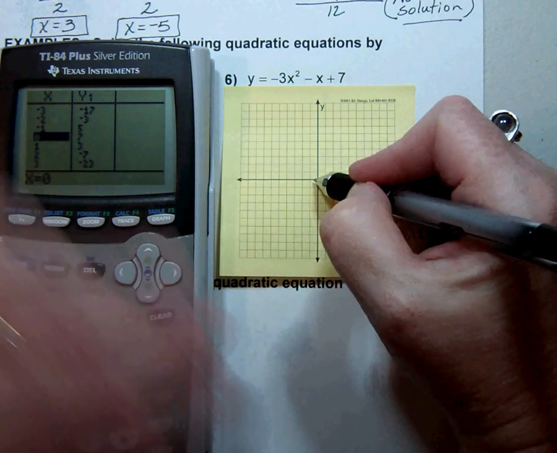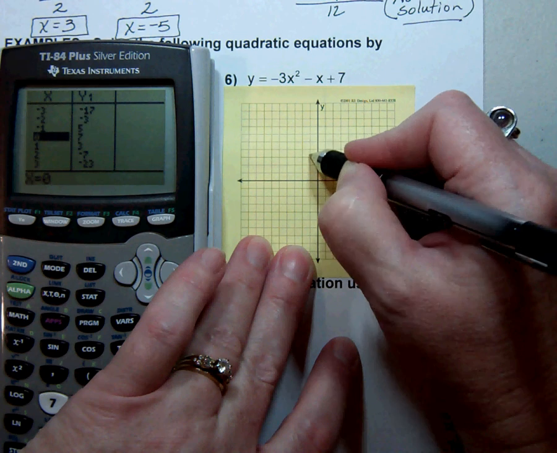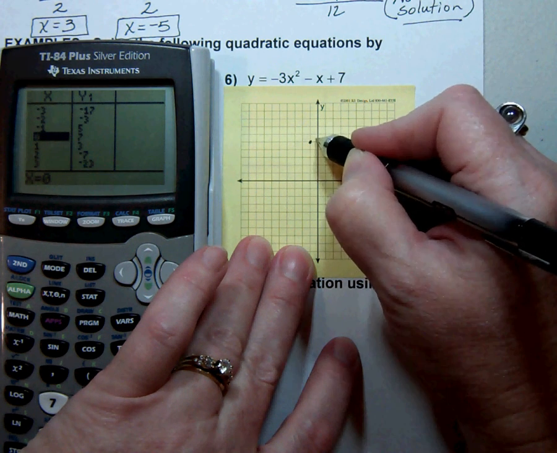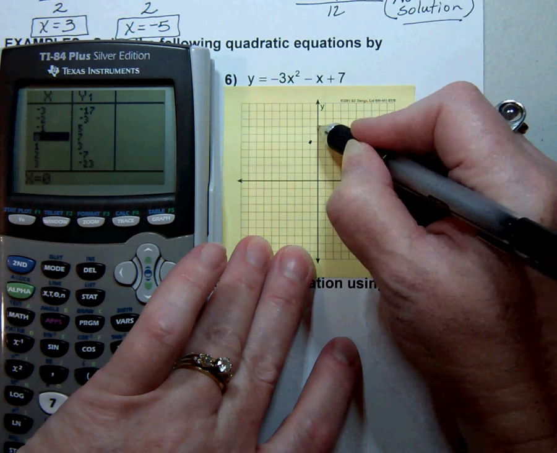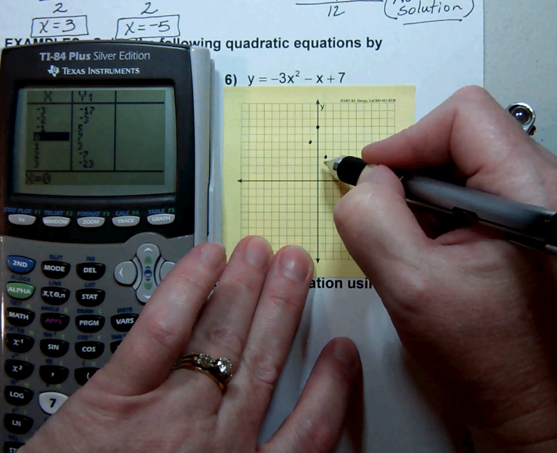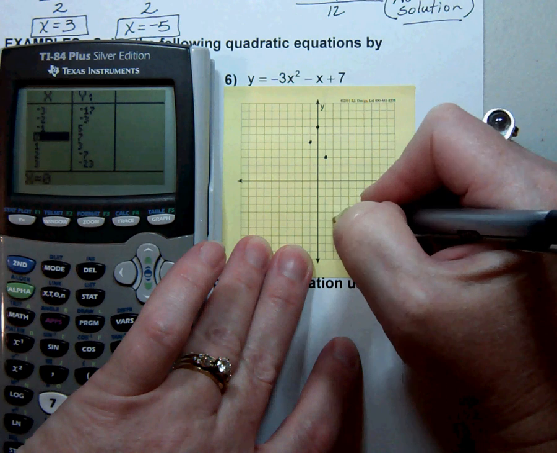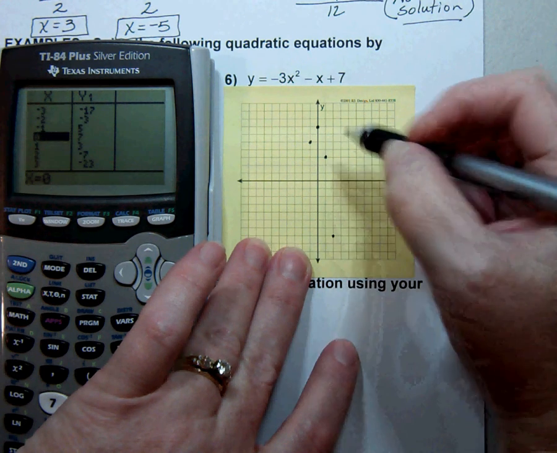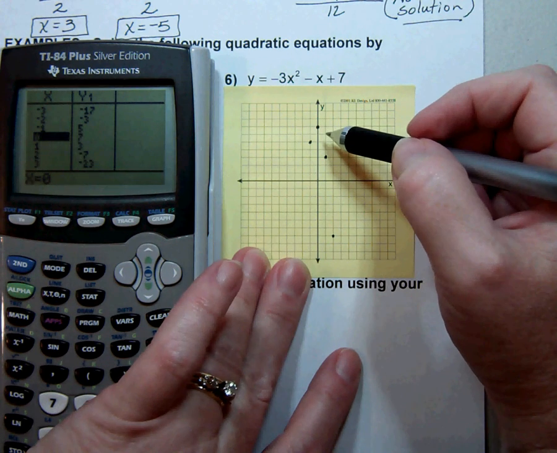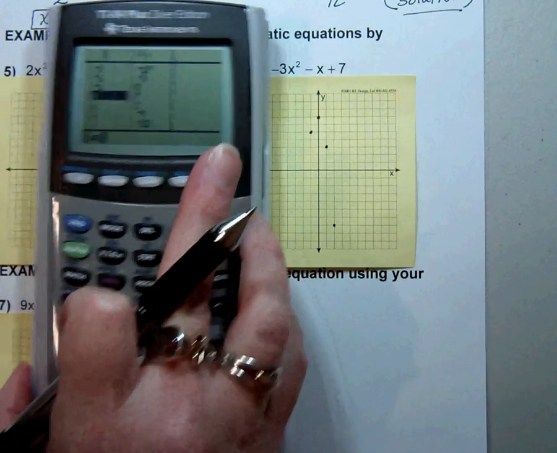Negative 1 goes to 5. 0 is at 7. 1 is at 3. 2 is at negative 7. Alright, I think I'm going to show you how to figure out where the vertex point is on a graph like this. I'm going to use the calculator for a second before I finish graphing it.